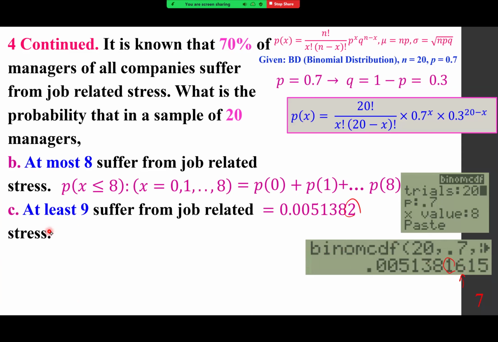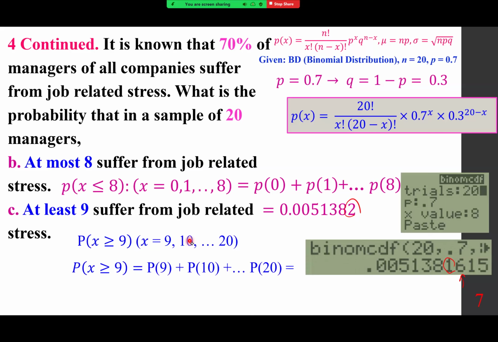At least 9 suffer from job-related stress. That means probability of X larger than or equal to 9, meaning probability of X equals 9 plus probability of X equals 10, 11, 12, all the way to 20. And the way to calculate this, it's easier to write it as 1 minus P of X less than or equal to 8. First of all, we have it from the previous one, but even if we don't, we can put it in here, calculate this, subtract it from 1. So this is how you do the calculation.